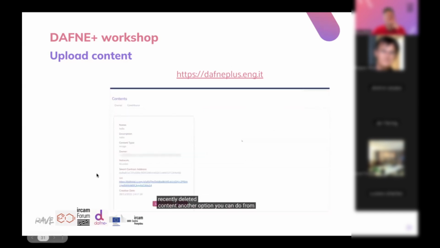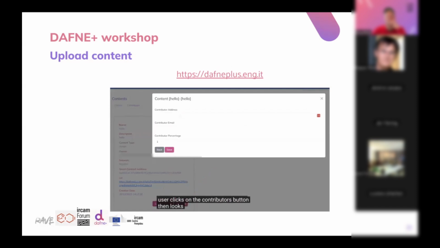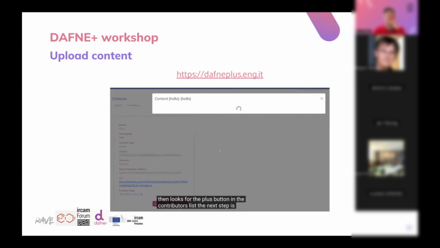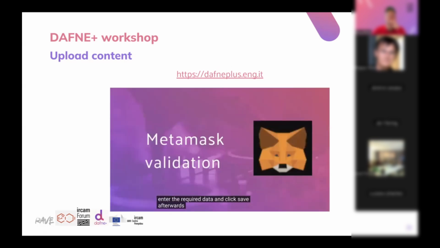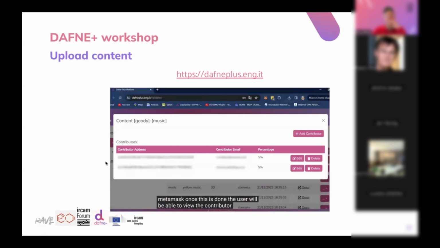Another option you can do from this menu is to add, update, or delete contributors. To add a contributor, the user clicks on the Contributors button, then looks for the plus button in the Contributors list. The next step is to enter the required data and click Save. Afterwards, the user confirms the operation on MetaMask. Once this is done, the user will be able to view the contributor data in the Contributors list.